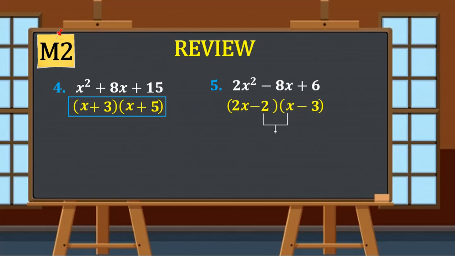First, the product of the inner terms. Negative 2 times x is negative 2x. Next, the outer terms, 2x times negative 3 is negative 6x. Then combine, negative 2x plus negative 6x is negative 8x. Your answer must be similar to the middle term of the given expression. And since they are similar, our factors are correct. These are some of the examples on how to factor quadratic expressions.